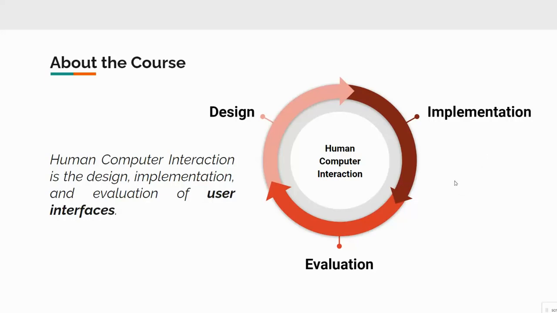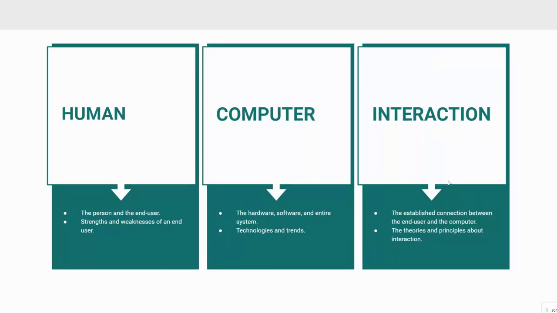Okay. Another way is if you break down the name of the course into smaller units, we will come up with the following terms: the human, the computer, and the interaction. So that means we will talk about some matters involving the human side.